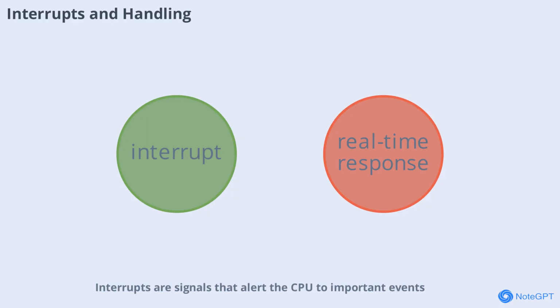Interrupts are signals that alert the CPU to important events like incoming data or hardware failures. The CPU pauses its current task to handle the interrupt, then resumes where it left off. This mechanism allows computers to respond quickly to real-time events.